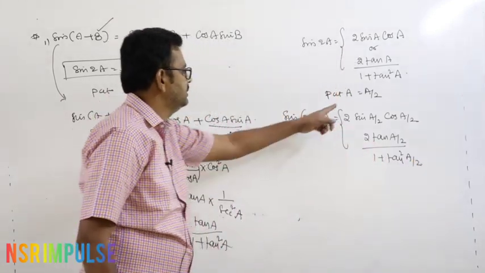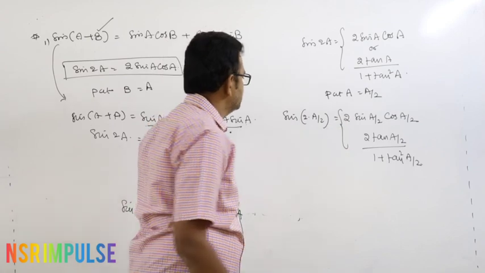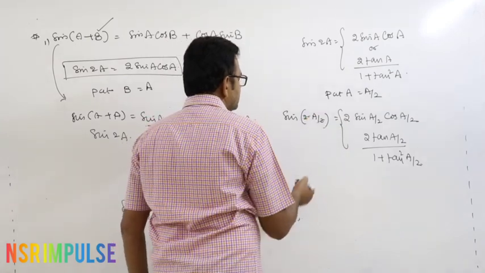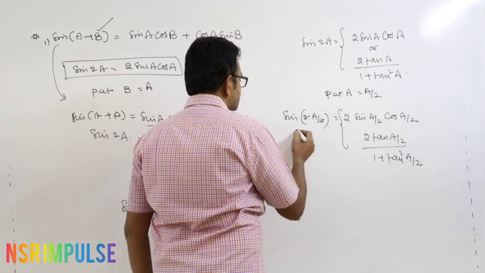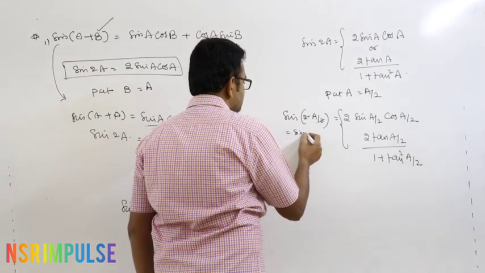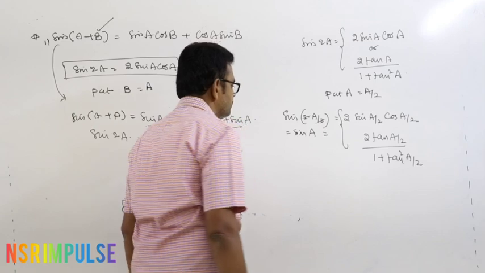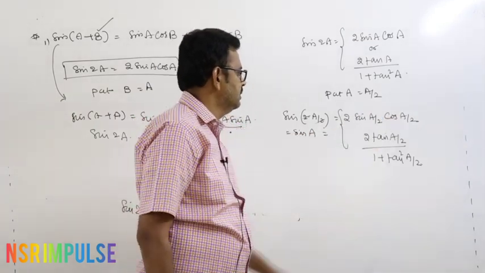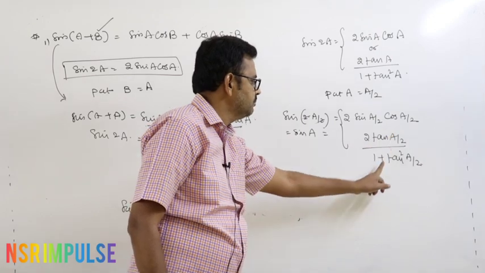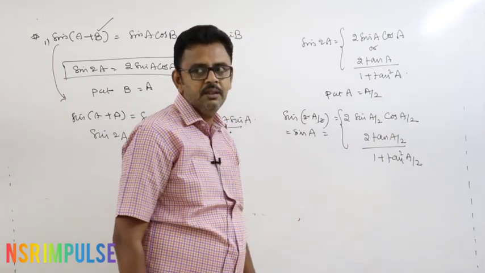So, in place of a, put a by 2. So, 2 gets cancelled. This is the formula for sin a: sin a is equal to 2 sin a by 2 cos a by 2, or 2 tan a by 2 by 1 plus tan square a by 2.